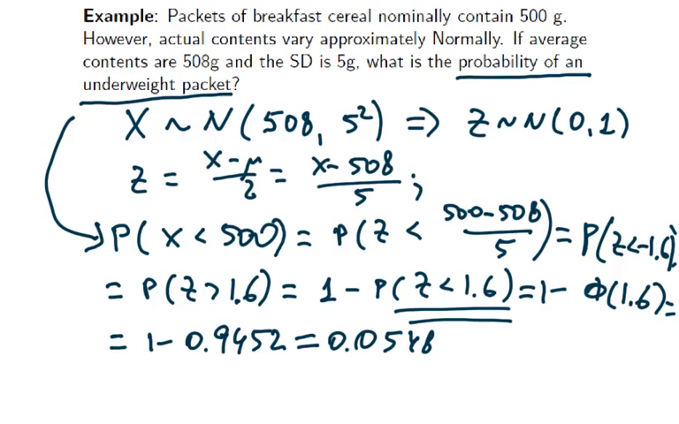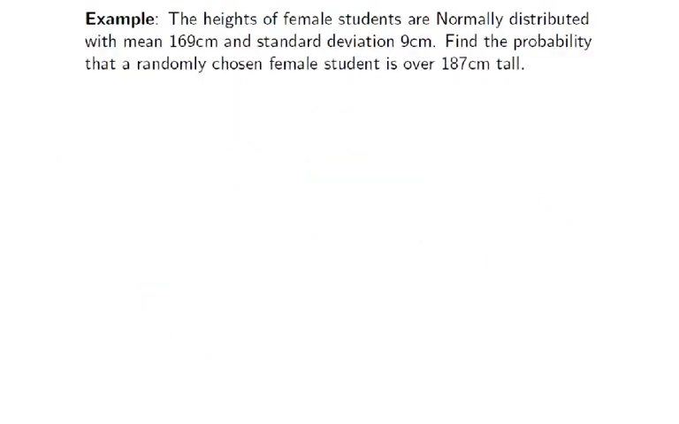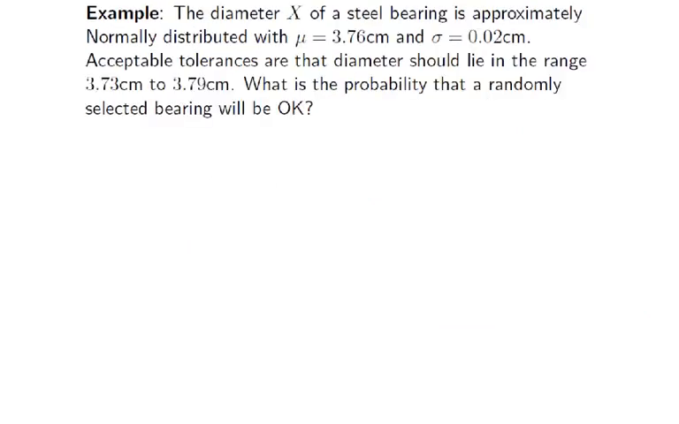Okay, let's go to the next problem. The diameter x of a steel bearing is approximately normally distributed with mean value 3.76 centimeters and standard deviation 0.02 centimeters. Acceptable tolerance, the diameter should lie in the range 3.73 centimeters to 3.79 centimeters. What is the probability that a randomly selected bearing will be okay?